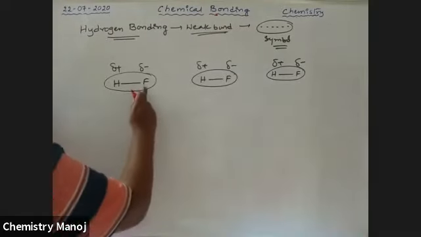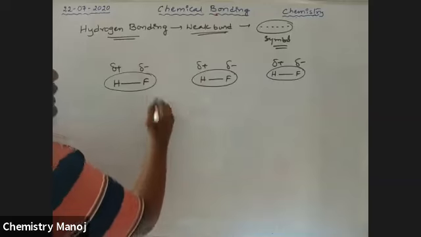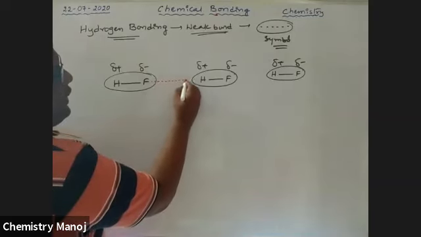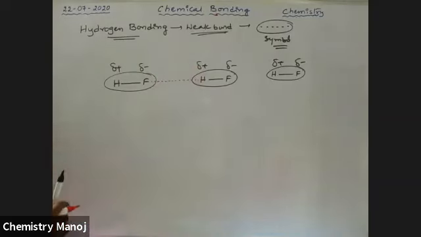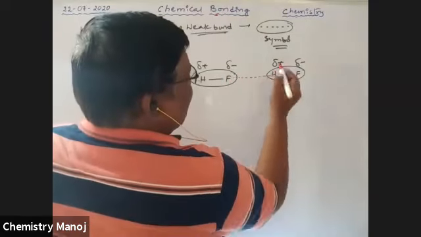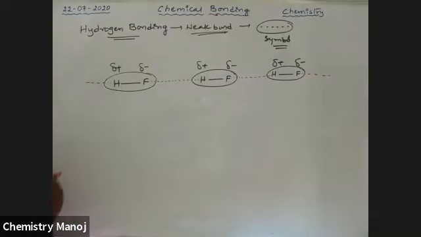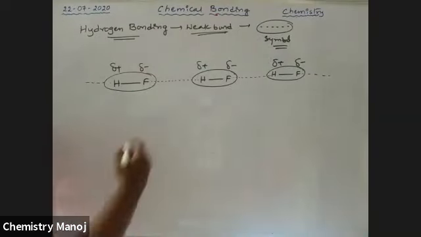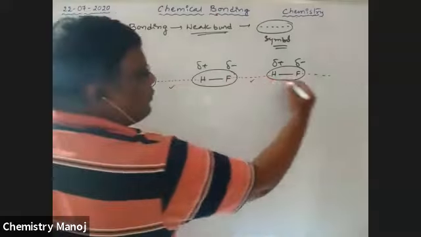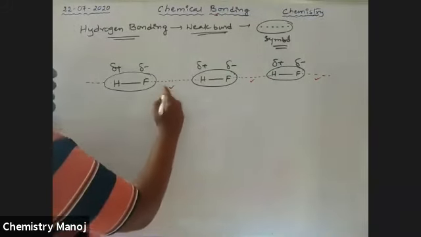Now this fluorine gets a negative charge and this hydrogen gets a positive charge. Because of this, there is a weak electrostatic attractive force existing between that fluorine atom and the hydrogen atom of another molecule. Next, here also, that is the attractive force. Like this, it is going to be a continuation with the previous molecule. Now, these are nothing but hydrogen bonds.